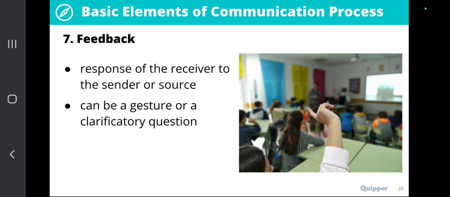Now, feedback. This is something very important in relation to what I say, giving a reaction and giving a response. Feedback now is the response of the receiver to the sender or the source. This can be a gesture or a clarificatory question. Example, nakoy gihatag nga task. What do you commonly use as a feedback? I-heart ninyo ang message. Diba? That is very common. When we give chats or announcements in Messenger, i-heart ang message or i-like ang message.